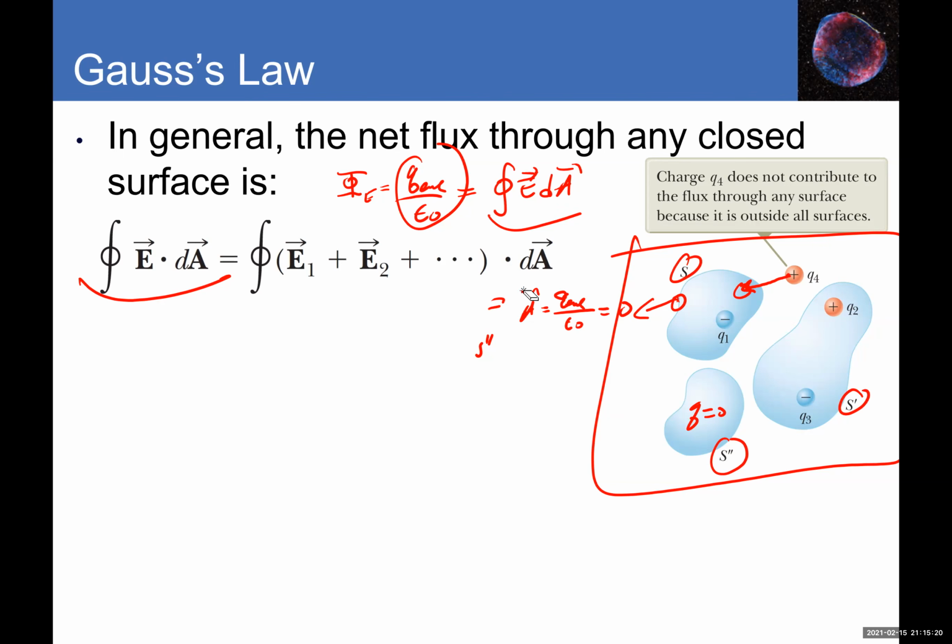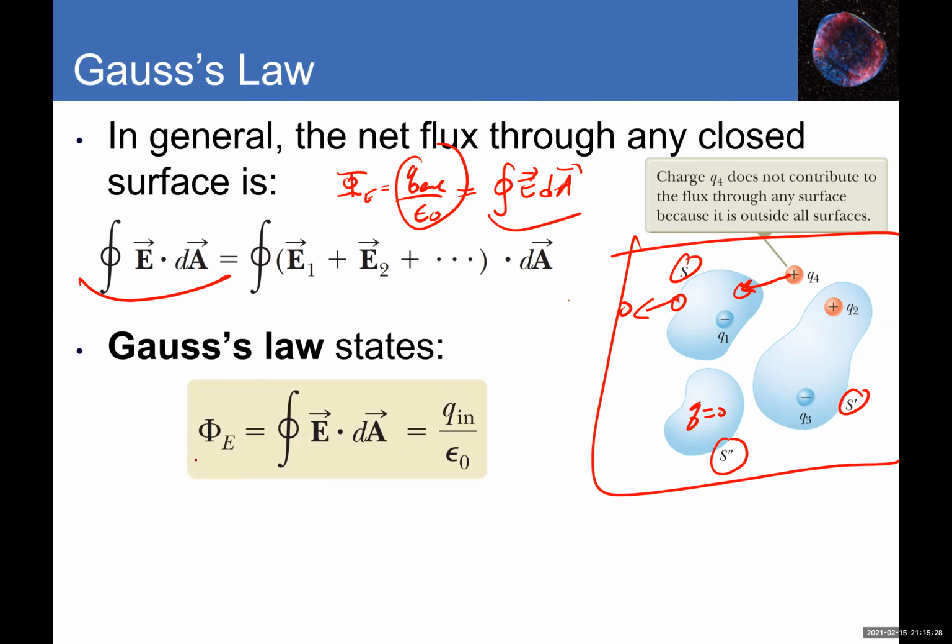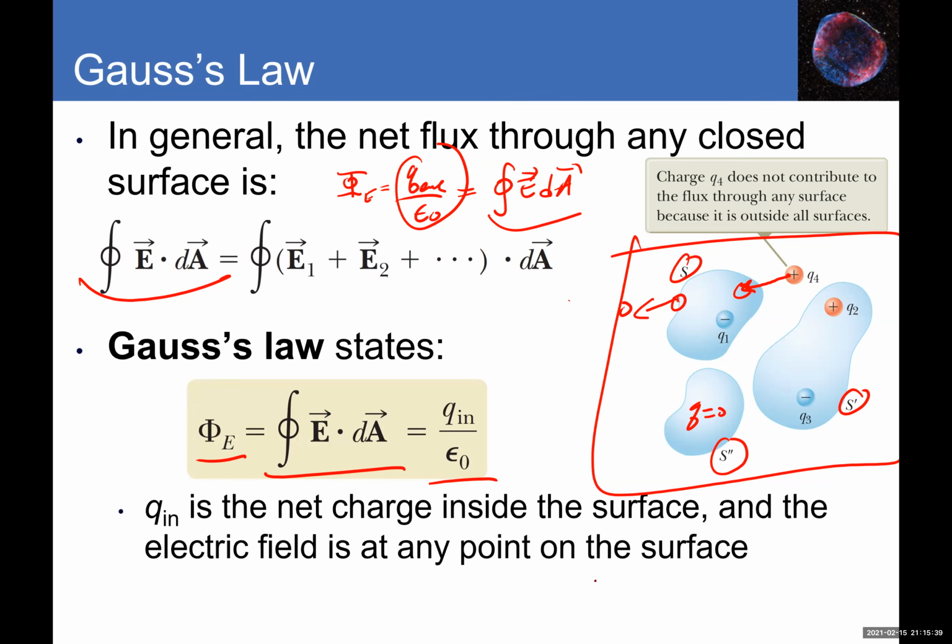So that's how we can use that to find information about the electric field. Gauss' law states that flux is the integral of E dot dA, but it's also Q enclosed, or Q inside, over epsilon naught. That equation assumes that Q in is the net charge inside the surface, and the electric field is at any point on the surface. That means what I can do here is this.